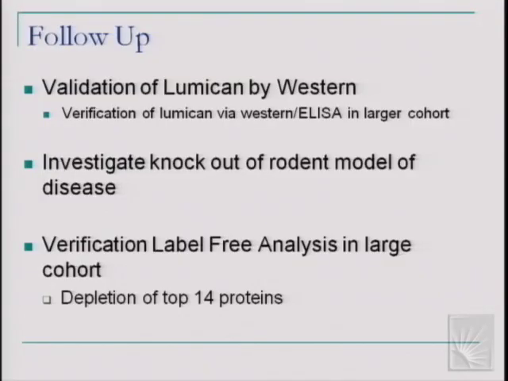So with regards to this component of my work, we would like to validate Lumican next via a Western. And so we'd like to do a verification via a Western or ELISA in a larger cohort of patients to see if we can see this trend, as well as investigate a knockout mouse model of this disease, which is available here at the university. And then finally, we'd like to perform a verification label-free analysis in a larger cohort, further depleting the sample by depleting an additional 7 proteins, to see if we could recapitulate some of the observations that we made in the smaller study.